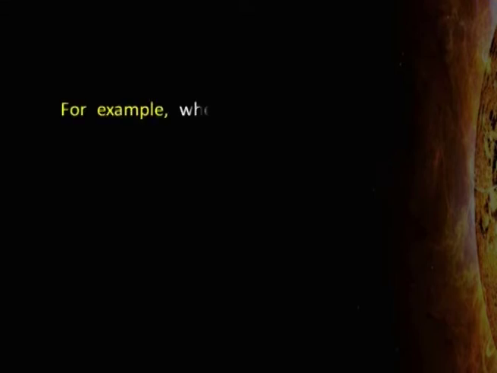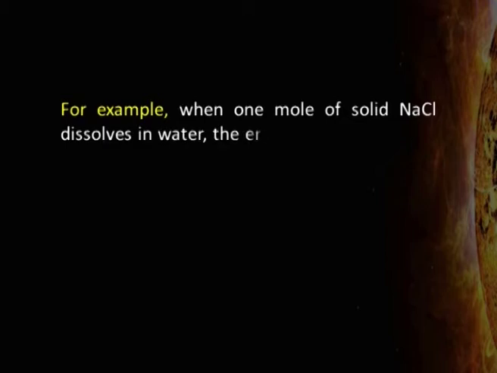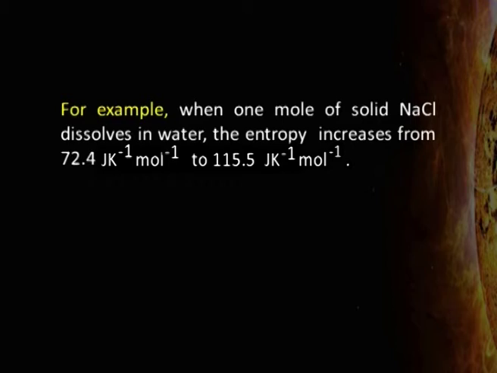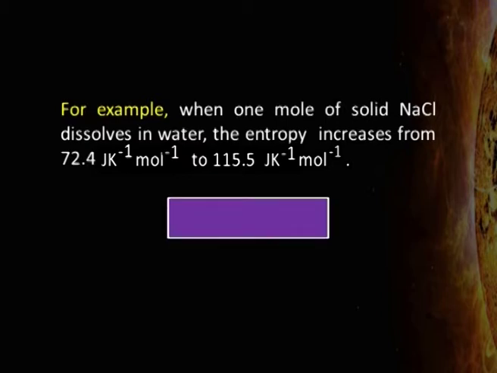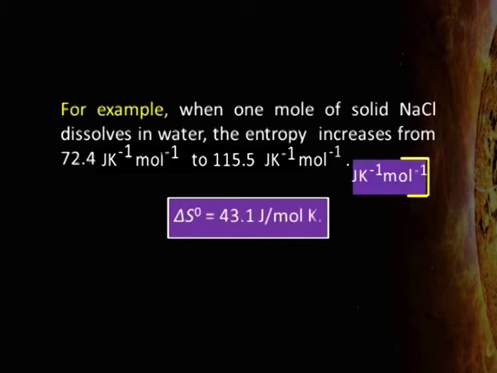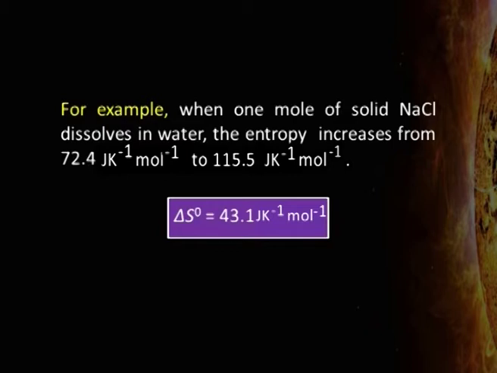For example, when 1 mole of solid sodium chloride dissolves in water, the entropy increases from 72.4 joule per Kelvin per mole to 115.5 joule per Kelvin per mole. Or we can say that delta S for this process is 43.1 joule per Kelvin per mole.